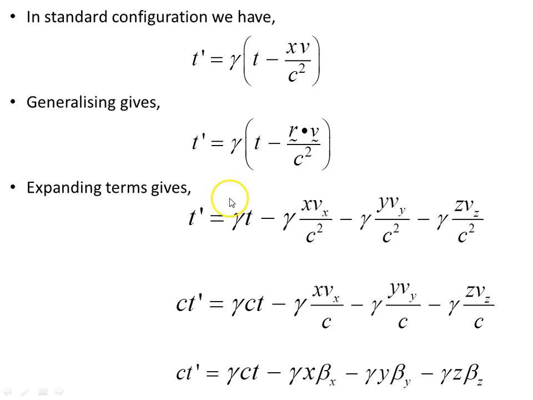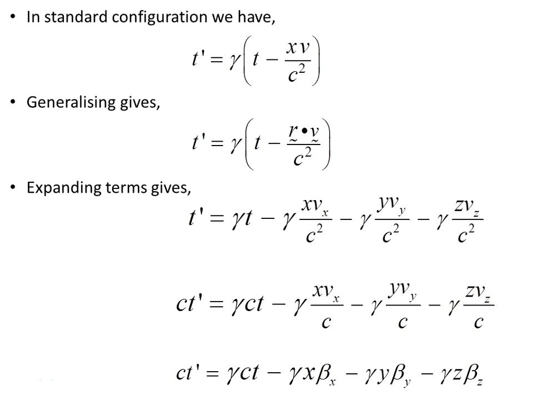Now we can expand this out, so we get T prime is gamma times T, but here we get the x component of the position vector with the x component of the velocity vector: x times V subscript x over C squared, minus y times V subscript y over C squared, minus gamma times z times V subscript z over C squared. Multiply both sides by a factor of C. We get C times T dash is gamma times CT, minus gamma times x times V subscript x over C, minus this part here, and minus this one here.